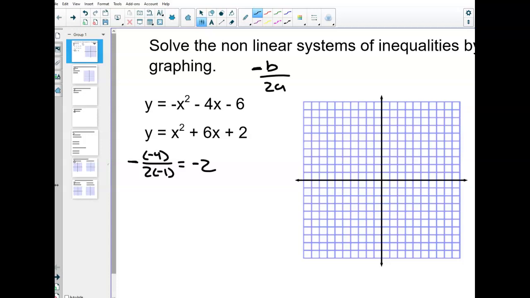Okay. And now I'm going to plug negative 2 in for every x. Negative 2 squared is 4, but that becomes a negative 4 with the negative on the outside. The double negative here is 8 and minus 6. Negative 4 and 8 is 4. 4 minus 6 is a negative 2. So this is what I'm looking for. A vertex of negative 2, negative 2.